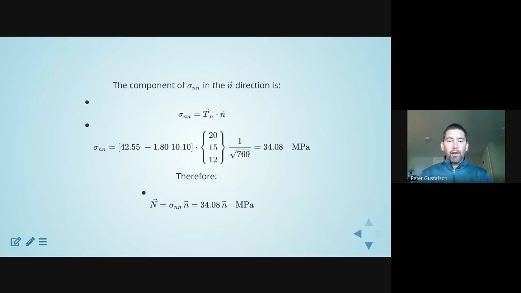So Ron's asking, is it 42.55 minus 1.8 plus 10.10? Yes, the answer is that's plus 10.10. This is now a matrix. It's a 1 by 3 row. I dropped the pluses in front of both the 42 and the 10. But yes, that is supposed to be 10.